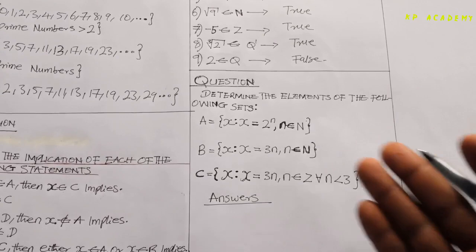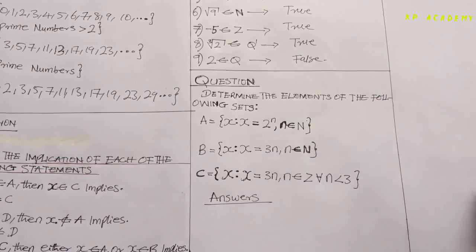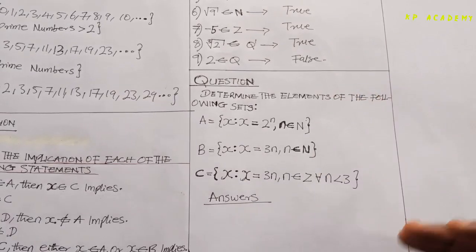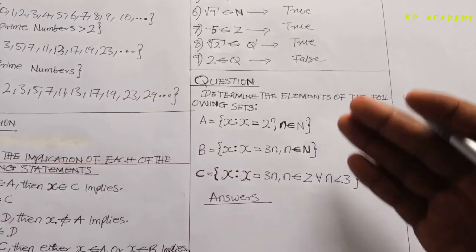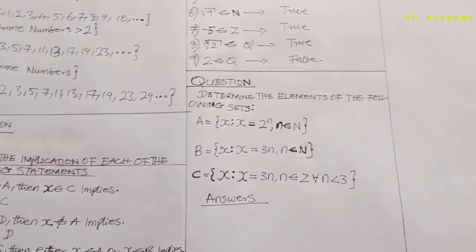So here in this particular one, we are given these sets, set A, set B, and set C, all in set builder notation. And we are asked now to determine their elements. In other words, write out these three sets in listing notation. All right, so let us go.